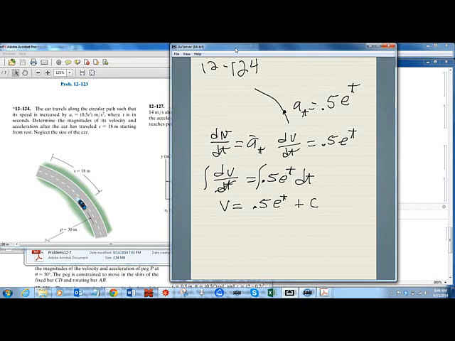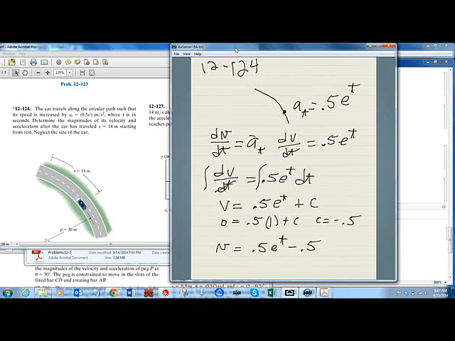At time equals 0, what? It starts from rest. So v is equal to 0 when t equals 0. So 0 equals 0.5 times e to the 0, which is 1, plus c. So what's c? Minus 0.5. So the speed is equal to 0.5 e to the t minus 0.5. Okay, so I've got the speed.